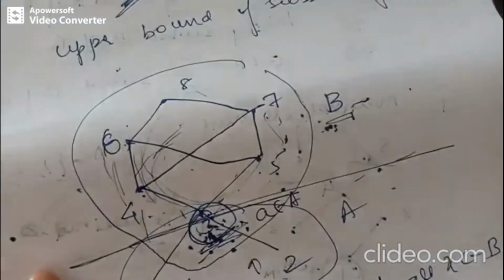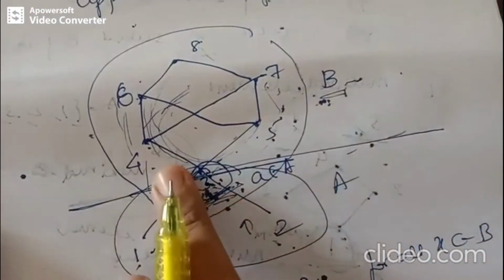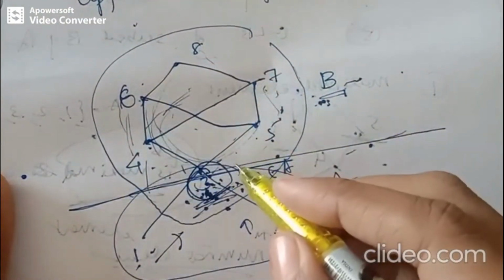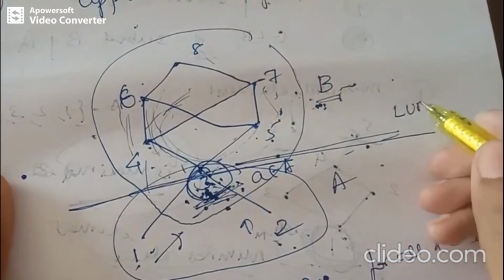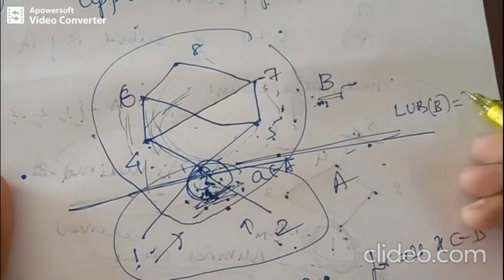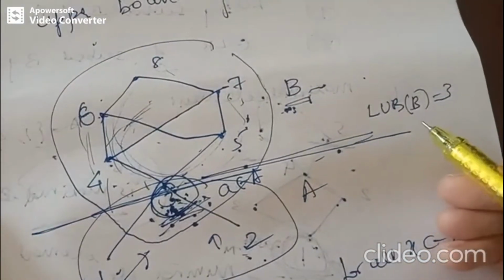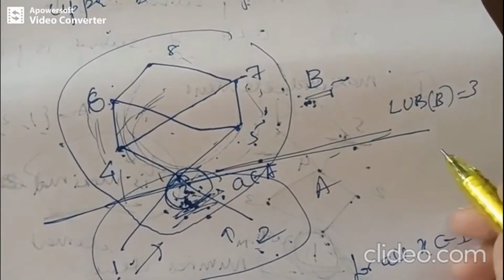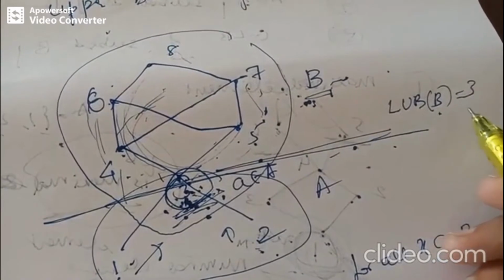So, you can observe that from 3 there is a connection to all the elements in the upper bound range, right? Therefore, we can say that 3 is the least upper bound of set B. That is, LUB of B is nothing but 3. Least upper bound of set B is 3.